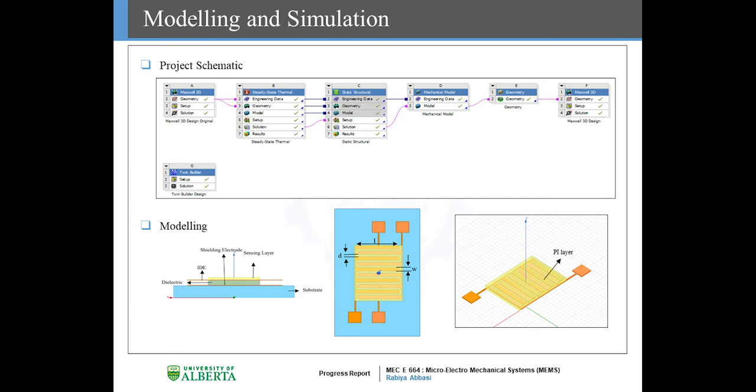From here onwards, we are going to talk about modeling and simulation of our sensor. You can see the project schematics. We have used ANSYS modules such as Maxwell 3D, steady state thermal, steady state structure, and Twin Builder to achieve our project objectives. You can also see the sensor design or model. Main components of the sensor are substrate, shielding electrode, dielectric, interdigitated electrodes, and sensing layer. And the materials used for these is silicon, silicon dioxide, copper, and polyimide respectively.